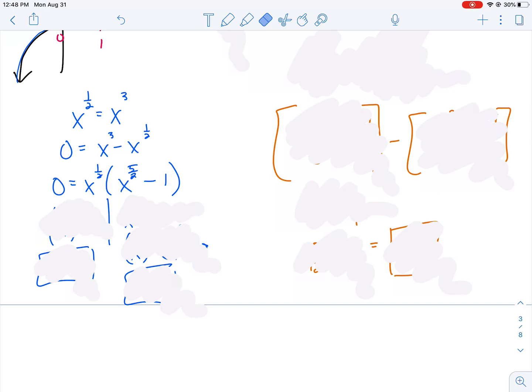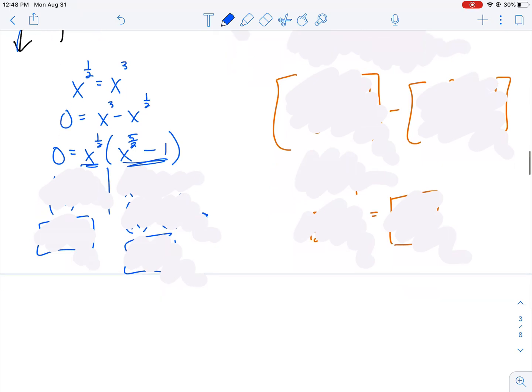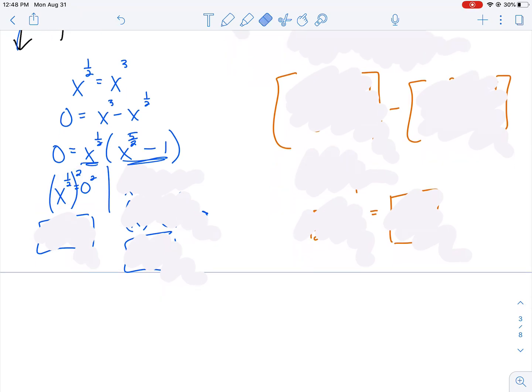All right, and so now that I have it factored, I should be able to set each of these factors equal to 0. When I set the x to the 1/2 equal to 0, I can square both sides so that the square and the 1/2 will cancel.